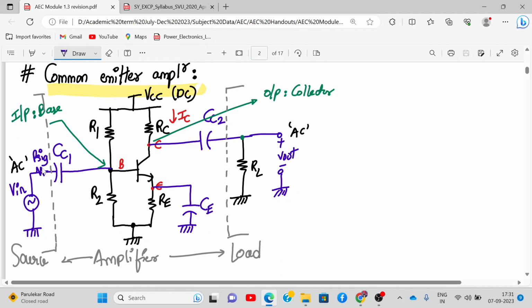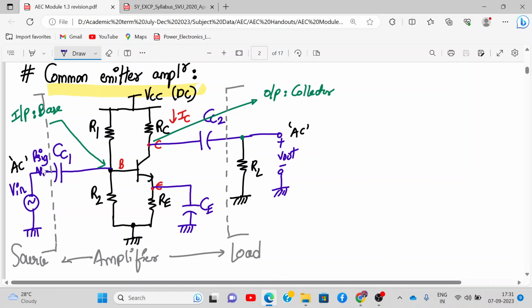So, source is basically my AC input. This AC input can have my internal resistance, that is my RSig value. Just remember, anything before the capacitor at the input side is my source, and anything after the capacitor at the output side is my load. So this is my load and this is my source. Did you get it? It's just a representation to distinguish between source and load, nothing more than that.